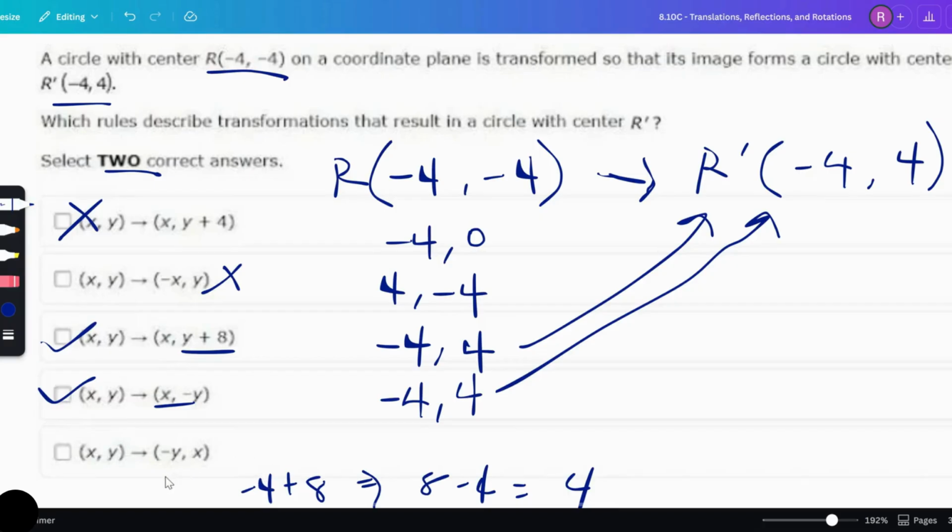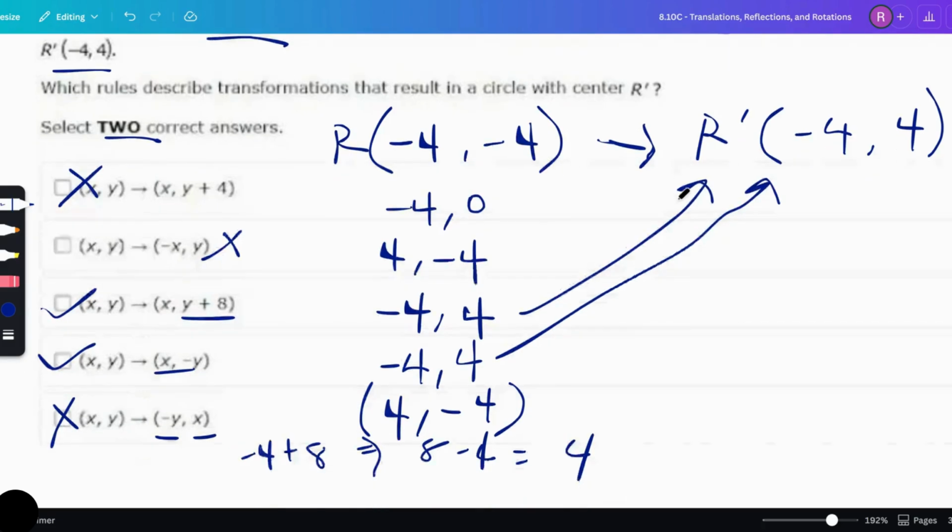But let's still try the last one. The last one says -y comma x. So that means we have to multiply y by negative. So that will be -4 times negative, that becomes 4, then comma x. x is -4. This will be 4 comma -4, and this is not the answer. So the third and the fourth one are the correct answers.